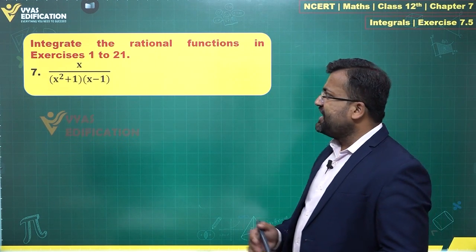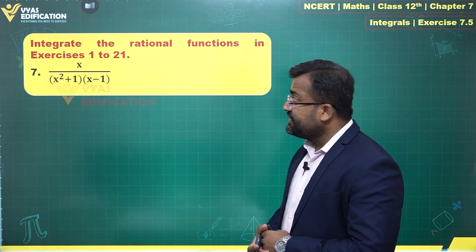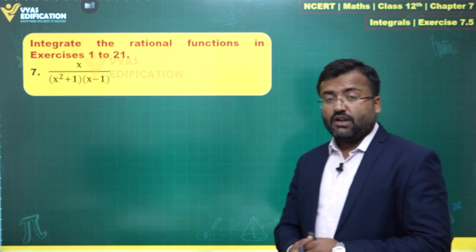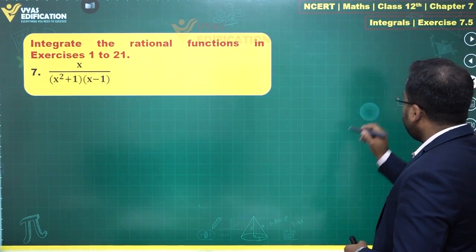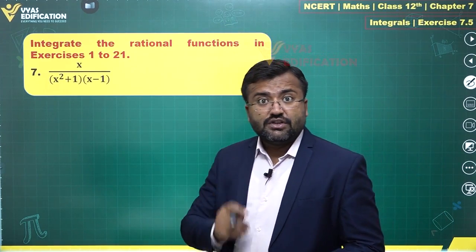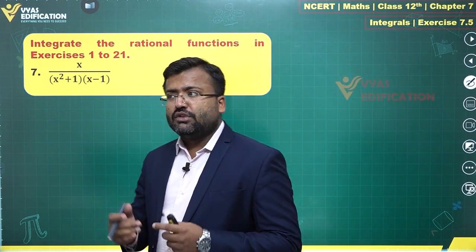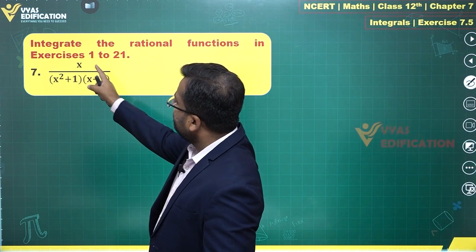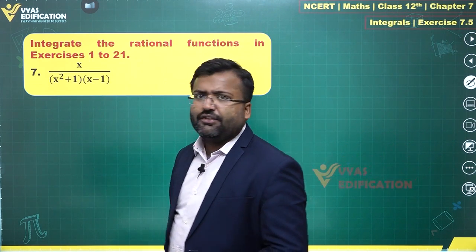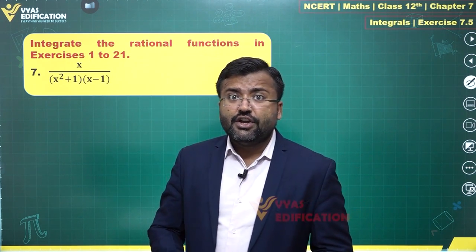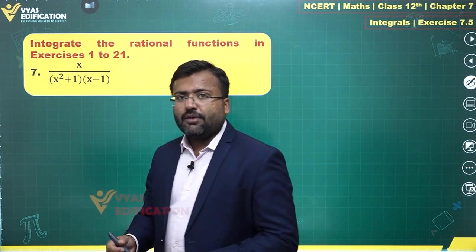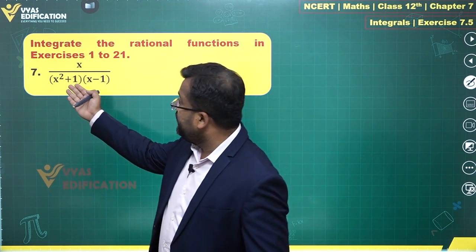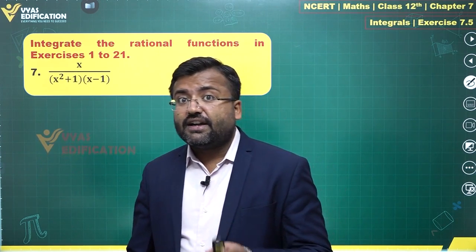Question number 7 says, integrate x upon x square plus 1 into x minus 1. Okay, so you have a quadratic factor in the denominator. You also have a linear factor in the denominator. The first and foremost important thing that we were supposed to note is whether it is a proper rational function, whether the degree of numerator is less than the degree of denominator. It says yes, the degree of numerator is less than the degree of denominator. Next thing, we'll have to factorize the denominator, which is already factorized. Oh, this is a quadratic factor, but mind you, this cannot be factorized further.